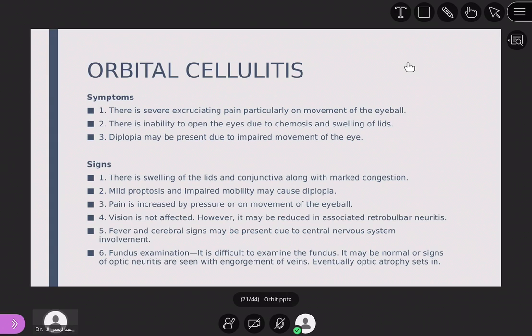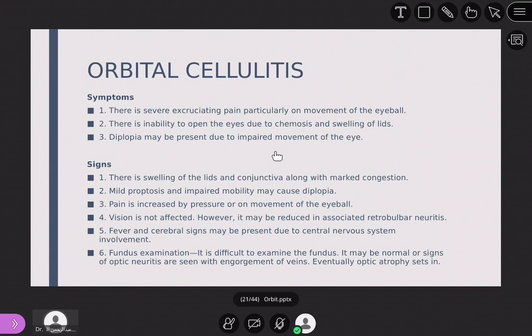You should do a CT scan. You should do imaging to rule out orbital cellulitis because most likely you will need IV, not only oral. Most likely you will need IV antibiotics. There is swelling of the lids, mild proptosis, which is exophthalmos, the protrusion of the eye. Pain is increased by pressure or on movement of the eyeball.